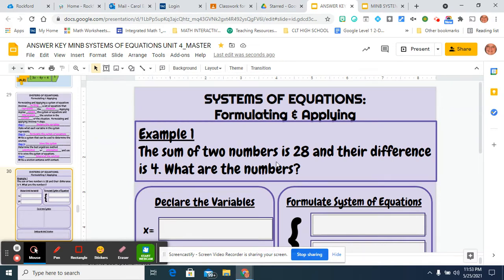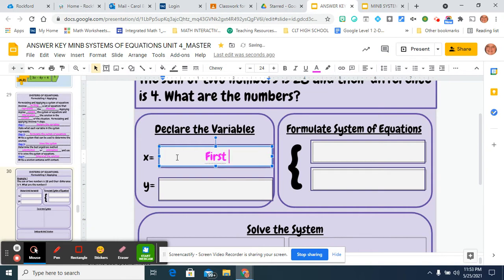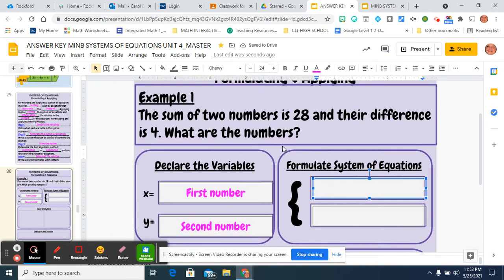So example 1: the sum of 2 numbers is 28 and their difference is 4. What are the numbers? So declare the variables. We're going to have x be the first number and y be the second number. In terms of formulating, typically we want to find out 2 things about both sets. We know their sum, which means addition, of the 2 numbers is 28. So x plus y equals 28, and their difference is 4. So x minus y equals 4.